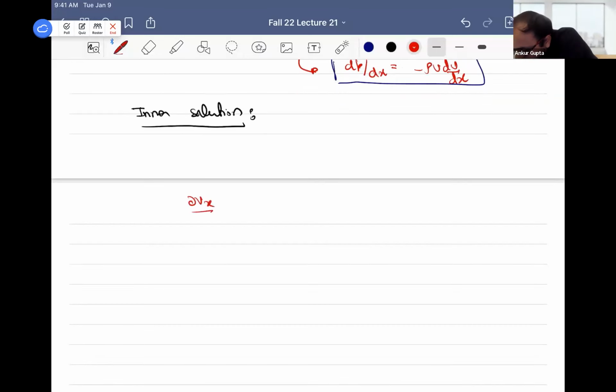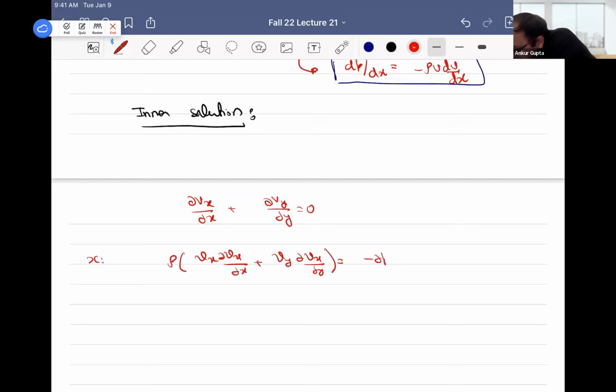So del Vx by del x plus del Vy by del y equal to 0. Then we get the x momentum: rho times Vx del Vx by del x plus Vy del Vx by del y equal to minus del P by del x plus mu del square Vx by del y square. And obviously we are doing a two-dimensional calculation, so del x square and then del y square.